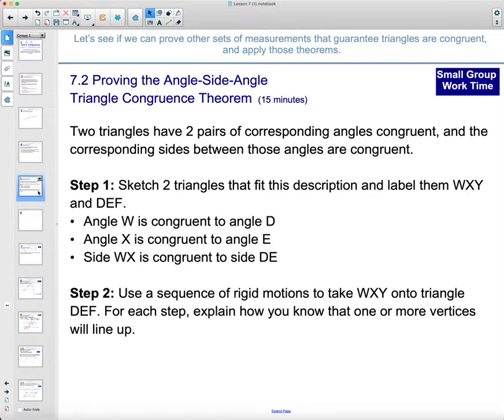When you're drawing your two triangles in step 1, you have to make sure that this information is true. You need to have angle W congruent to angle D, angle X congruent to angle E, and side WX congruent to DE. So I would start first by drawing the side and defining how long you want that side to be, using a ruler. Then you can label it, and then you can draw the angles on, and then repeat for the other triangle. Once you've gotten those drawn, then describe a sequence of rigid motions that takes your first triangle, WXY, onto triangle DEF.